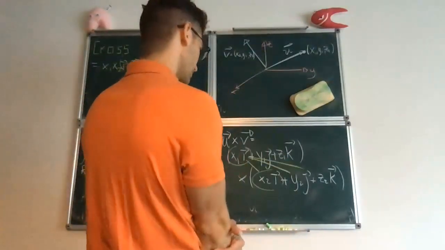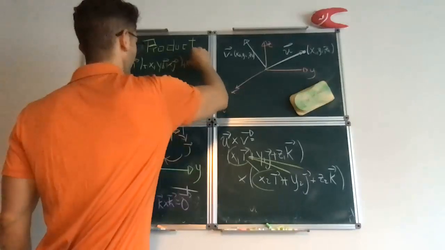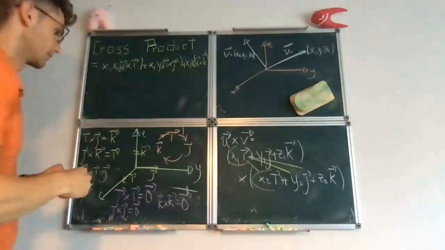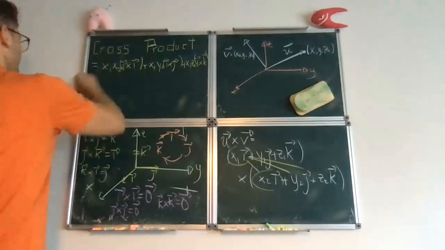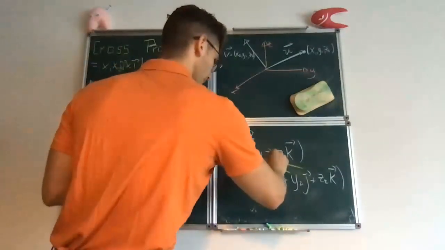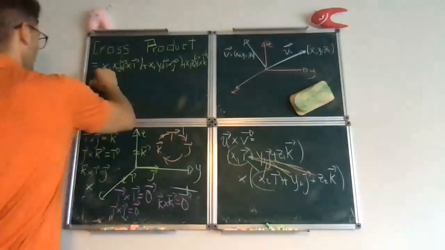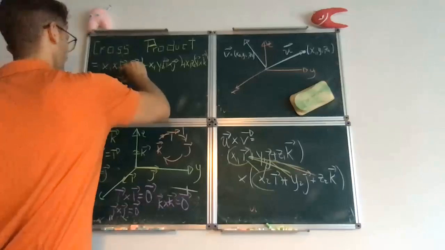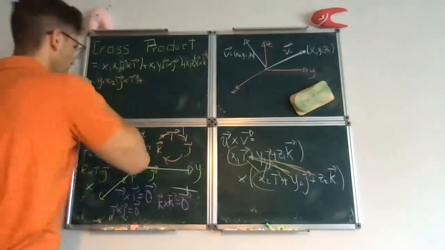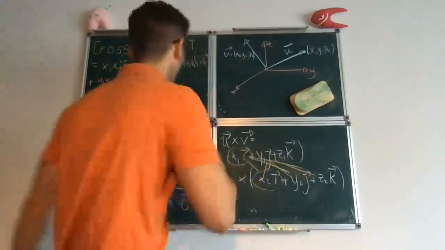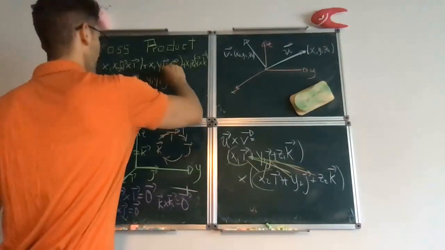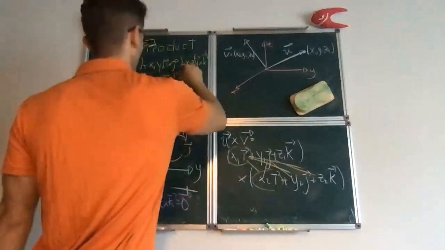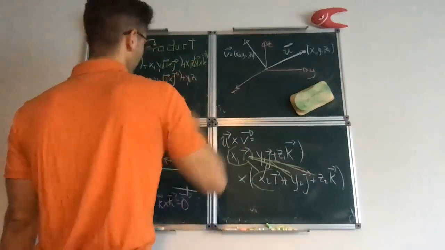plus this one cross that one, i cross k, go to second row, and I guess you know where I'm going, y1 j, y1 x2 j cross i plus y1 y2 j cross j plus y1 z2 j cross k.